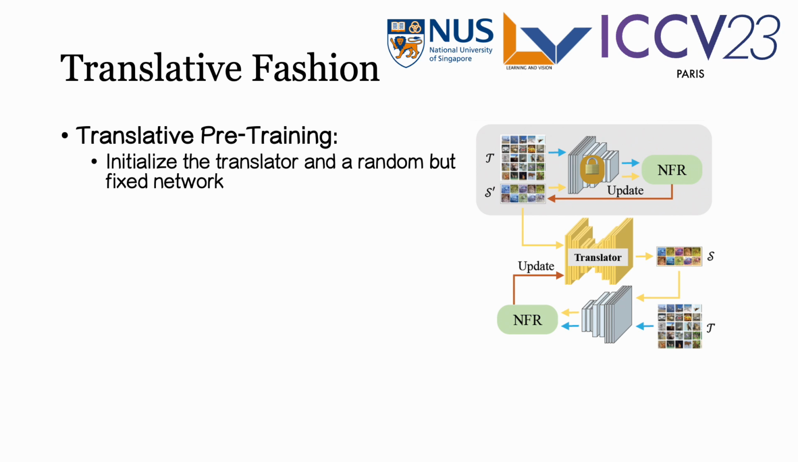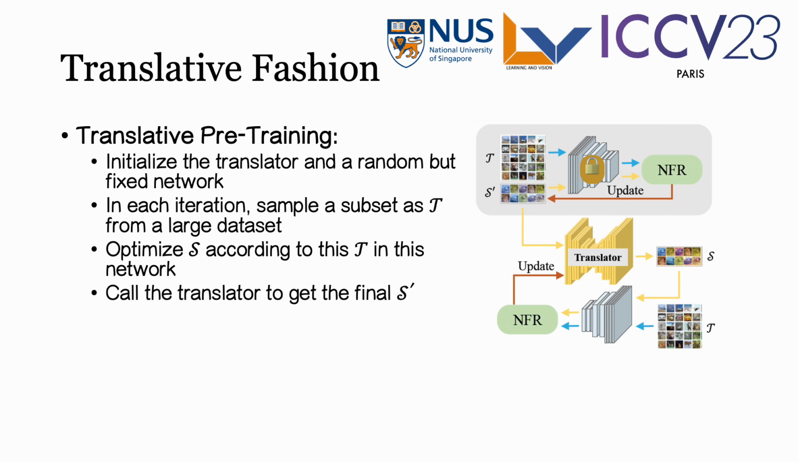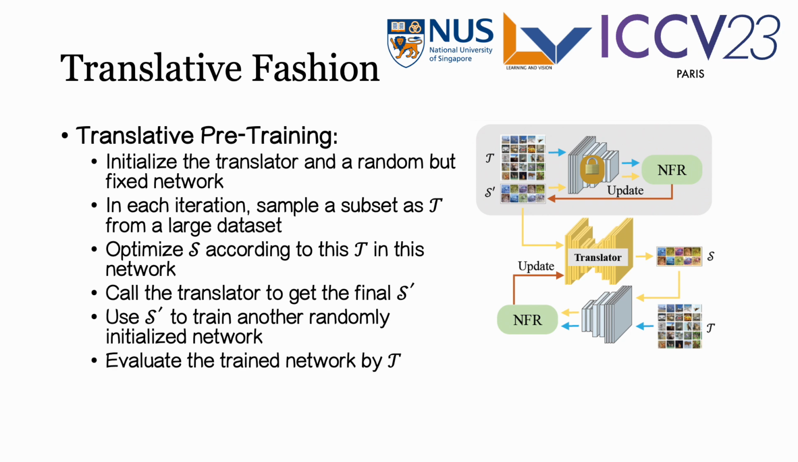First, we randomly initialize the translator and a random but fixed neural network. Then, in each iteration, a subset T is sampled from the large dataset. S is optimized according to this T in the random but fixed network, and is transferred to the final S prime by the translator. S prime is conducted with a step of NFR in another random network. The loss is backpropagated to the translator.